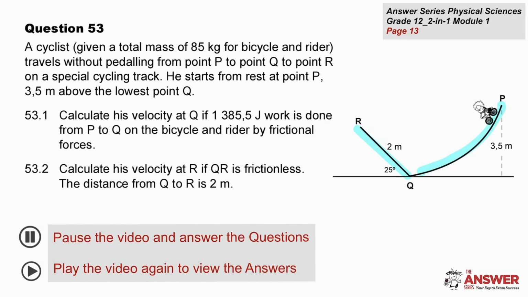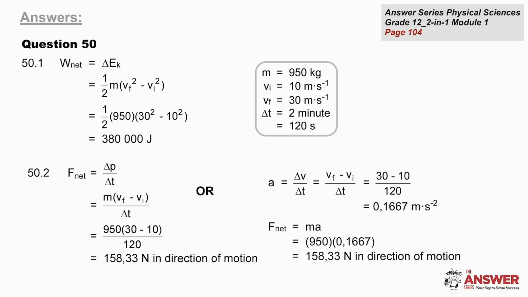Pause the video at this stage to try these two problems yourself. Then continue the video and compare your answers to the model solutions that follow. The work-energy theorem will give us the net work for the 2 minutes. Substitute the mass and the two velocities, and a positive amount of work of 380,000 joules is done. We can get the net force from the rate of change of momentum. It is 158,33 newtons in the forwards direction. Or we can use an equation of motion and Newton's second law.